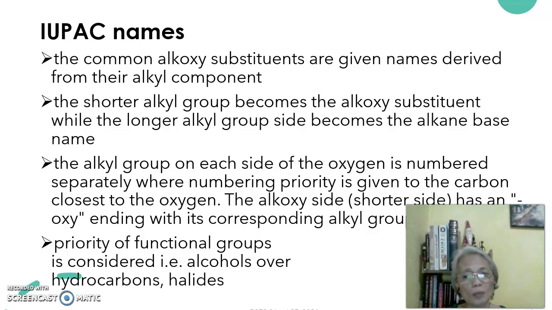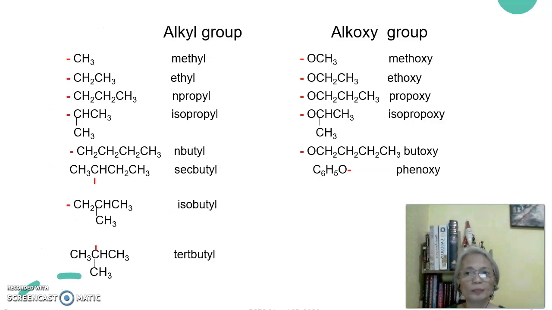Now, we must also consider to prioritize the functional groups. If there are alcohols, hydrocarbons, and halides, alcohols have the highest priority. So we have here the names of the alkyl groups. I hope you still remember methyl, ethyl, and so on under tertiary butyl. And then the analogous alkoxy group, notice that there is oxygen here, no? So the methyl group becomes methoxy, the ethyl group becomes ethoxy. So this is the bonding site. No? So we have methoxy, ethoxy, propoxy, and so on. And this is, no, the phenyl group becomes phenoxy.